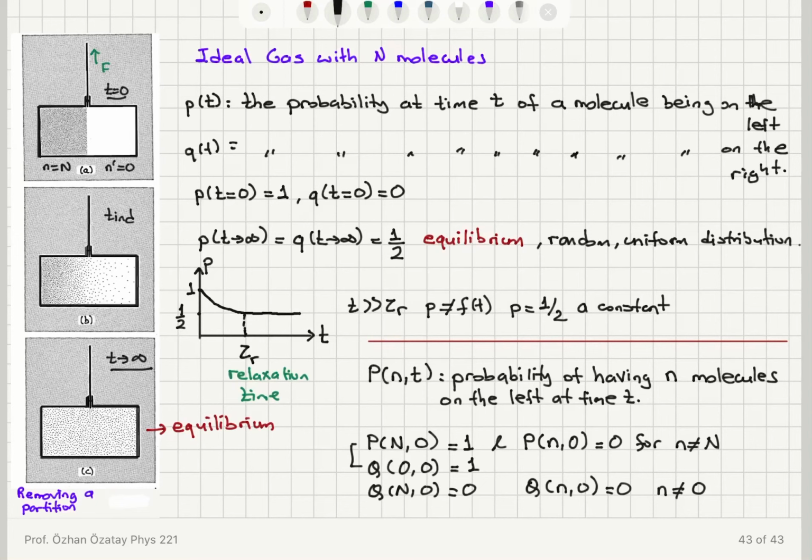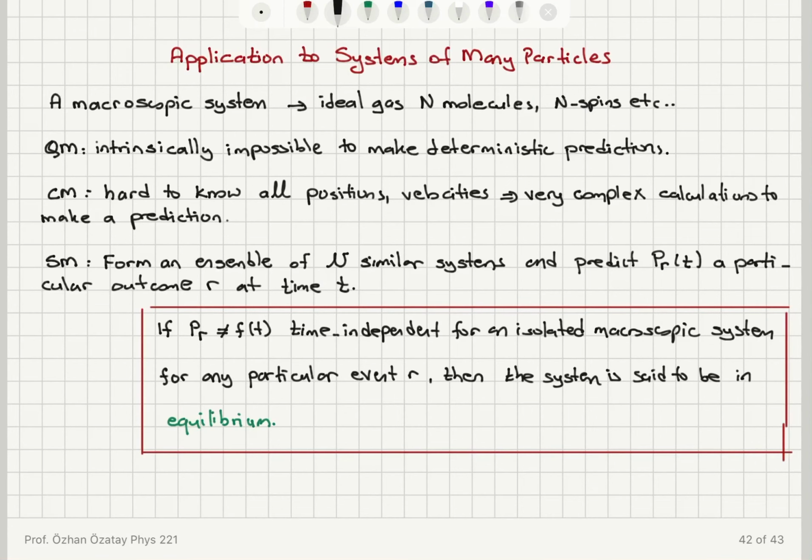If I call p the probability at time t of a molecule being on the left, that probability at t equal to 0 is 1, because all of them are on the left, and q the probability at time t of a molecule being on the right at t equal to 0 is 0. As t goes to infinity, these probabilities approach each other, they become 1/2 at equilibrium for the most random and uniform distribution, because there is no preference for the right side or the left side. And if you plot p of t as a function of t, you find that it's going to die out from 1 to 1/2 in a certain time scale we call the relaxation time, and after the relaxation time the probability becomes time independent. It's a constant 1/2. So that is an equilibrium situation.